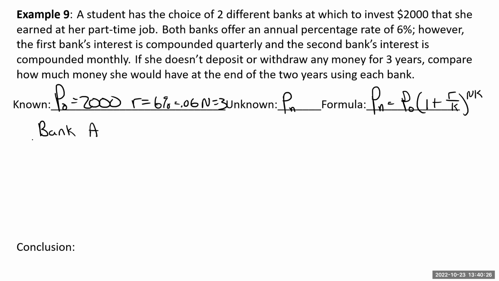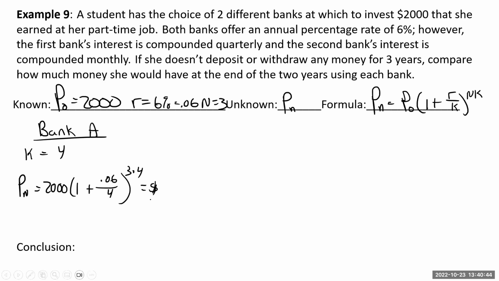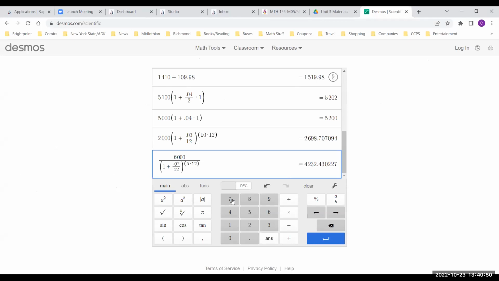I'll just call it Bank A. Bank A says that the K value here is 4. So we'll have P sub N is equal to 2,000 times 1 plus 0.06 over 4 raised to the 3 times 4. All right, we'll see what that is here. How much money we've got with compounding quarterly at Bank A.